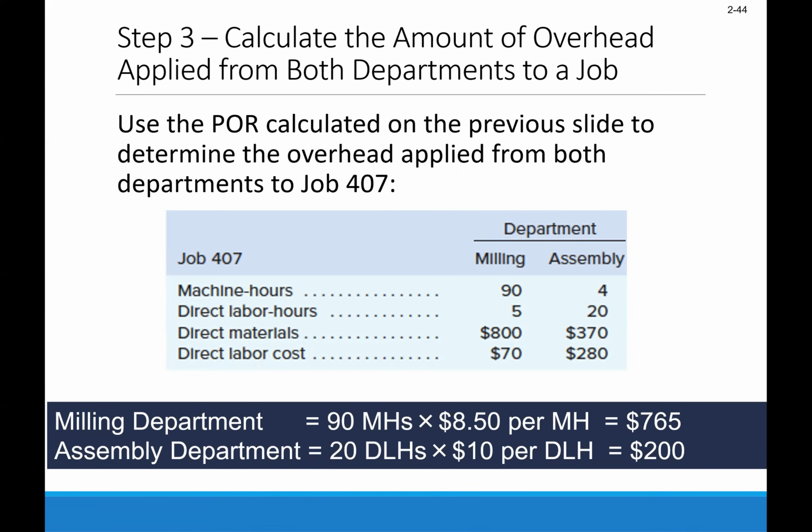Assembly, we're using direct labor hours. So in that case, our 20 direct labor hours at $10 per direct labor hour, we're going to apply 200 there.